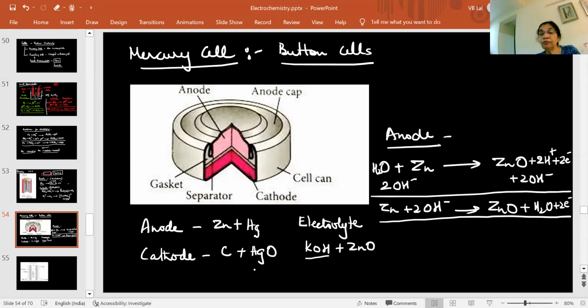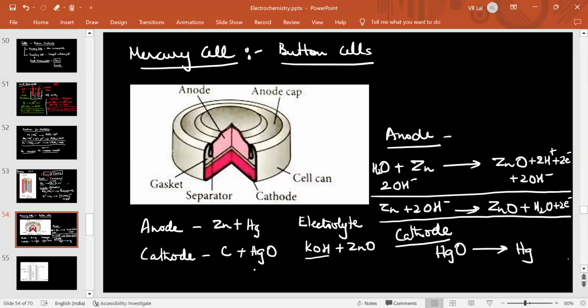Okay. Same way you have to write the reaction at cathode. At cathode, what is happening? At cathode, you have HgO, and mercury will form. What will happen? At cathode, HgO will get reduced. Cathode is reduction. So HgO will change into what? Hg. So let us write the reaction at cathode. Let me go to the next page and write the reaction at cathode.